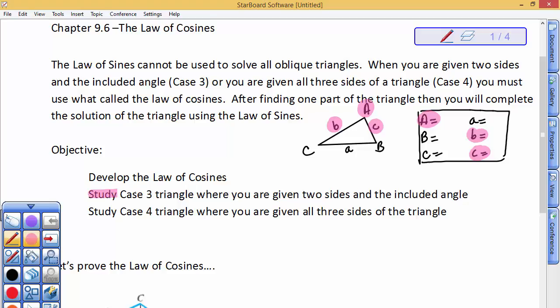So this is a case 3 problem where you're given two sides and the included angle. This angle is included between these two sides. The other situation is where you're given all three sides of a triangle. When you're given all three sides of the triangle, it's called case 4. And both of these we have to use the law of cosines for.